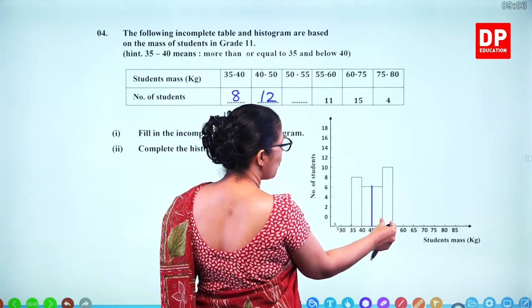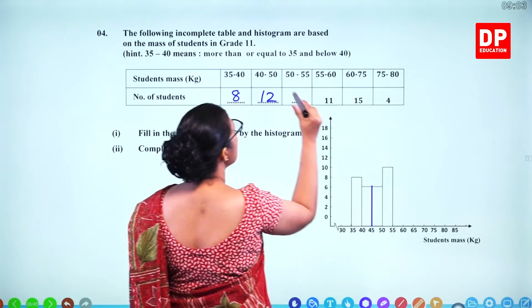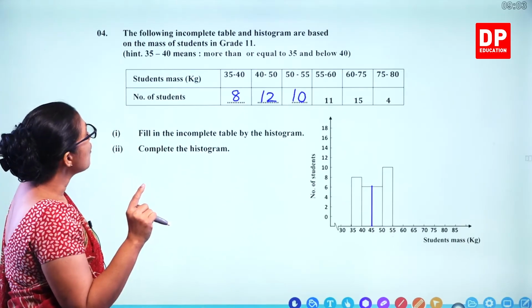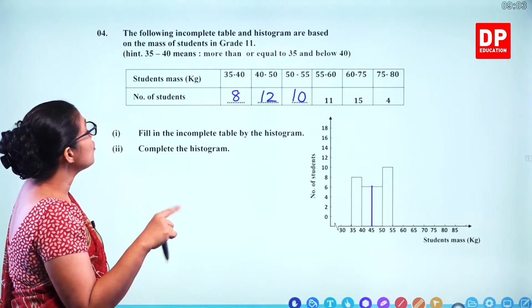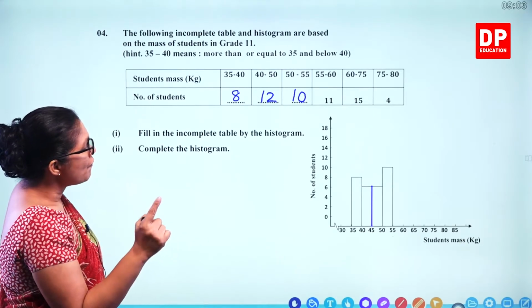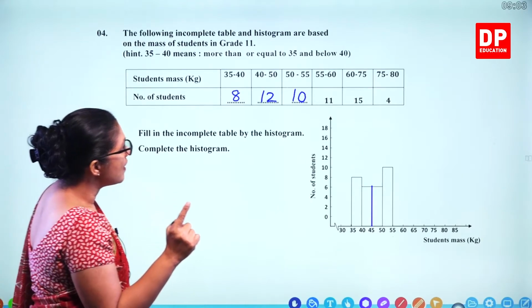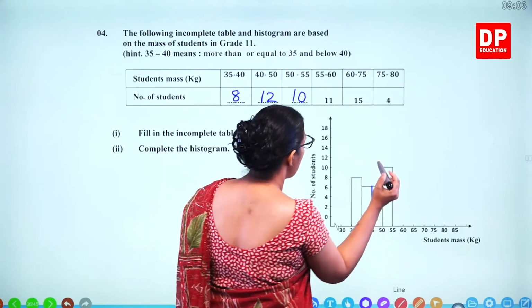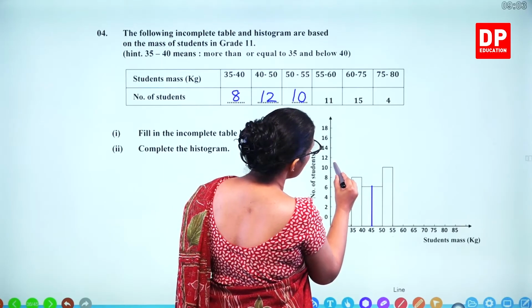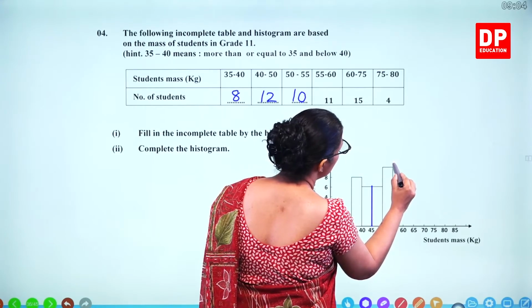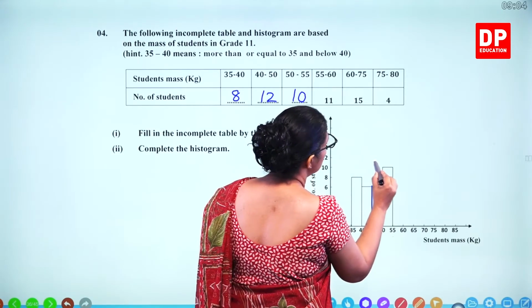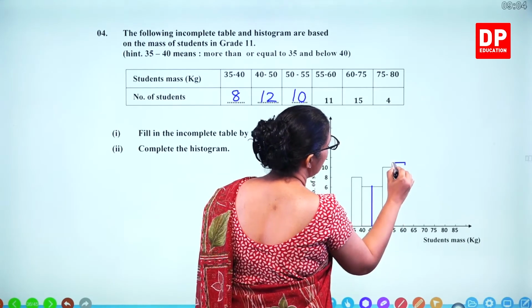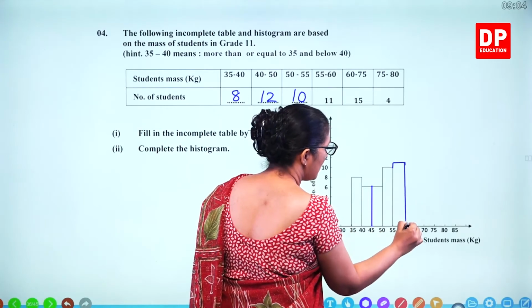50 to 55, that's okay. The width is the same. So 50 to 55, that's 10. So by looking at the histogram, you can easily fill the number of students. And now we have to complete the histogram. So 55 to 60, that's 11. So the width is okay. So we can draw the bar up to 11. So here slightly up. So somewhere here. Now here we can complete the bar.